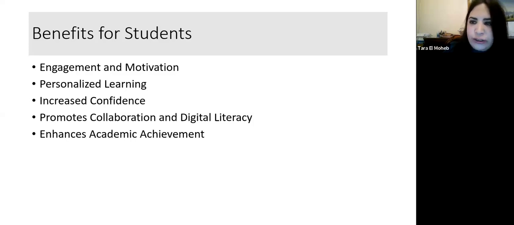Promote collaboration and digital literacy. Collaboration means how they are with their peers. Are they happy with their peers? If they are friends with each other, they can group themselves. But if they are not friends with each other, and you know that, you can group them according to what? According to their abilities or learning styles. Enhanced academic achievement is also very good, and all of those enhance academic achievement.